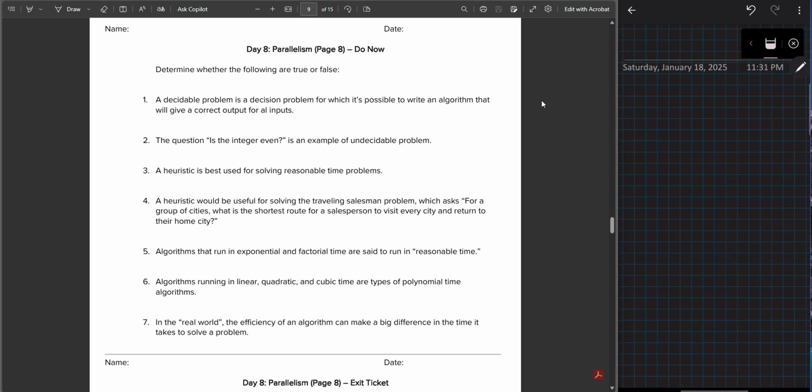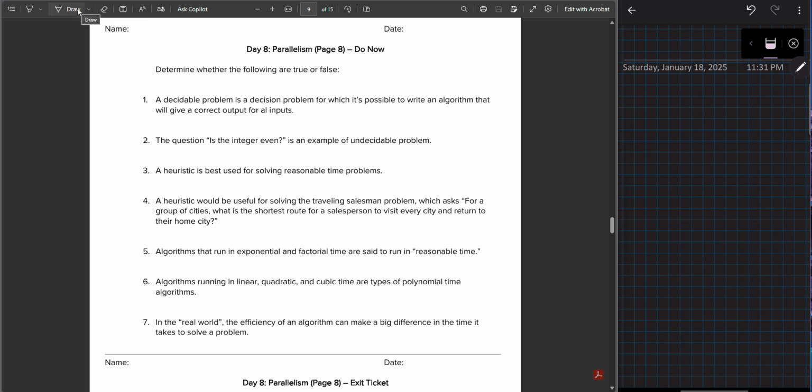Alright, so we're gonna go over parallelism today. Starting with your do now, just going over some definitions. We talked about these definitions last week before I left, so you should be familiar with some problems and complexity. If not, take this as a review, and it's something that we need to work on.